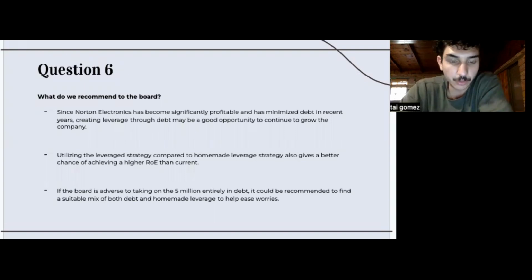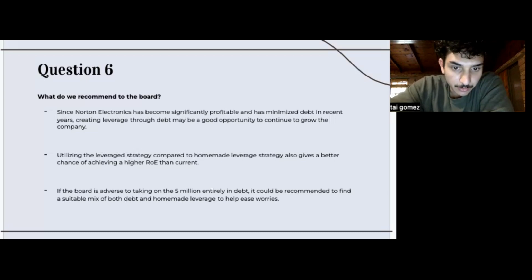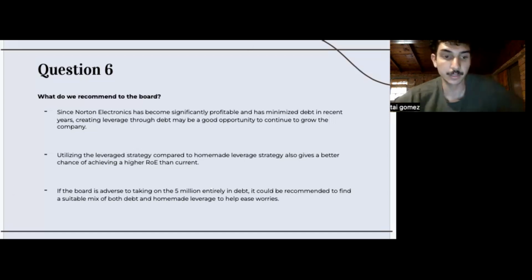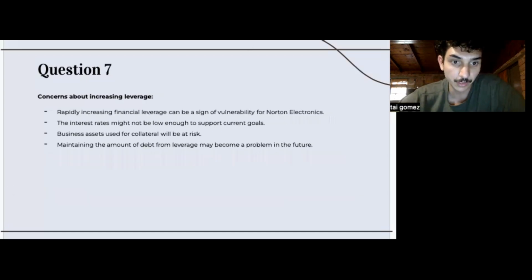The next point is utilizing the leverage strategy compared to homemade leverage strategy also gives a better chance to achieving higher return on equity than their current. And the last point is if the board is adverse to taking on the $5 million entirely in debt, it could be recommended to find a suitable mix of both debt and homemade leverage to help ease the worries for the company. And then now we're going to move on to question number 7.